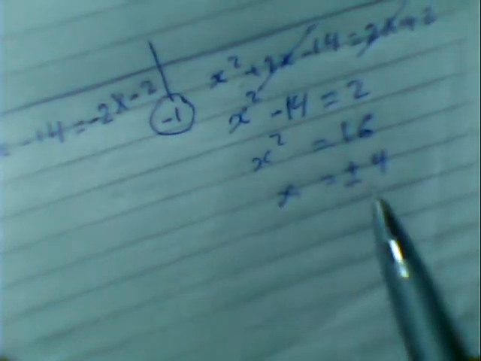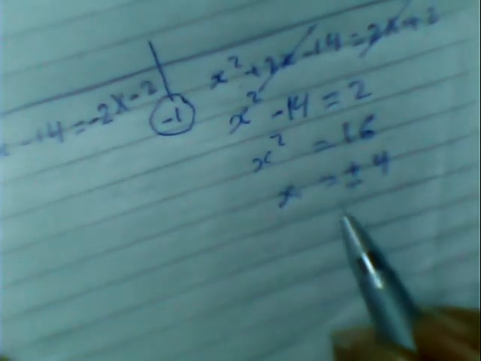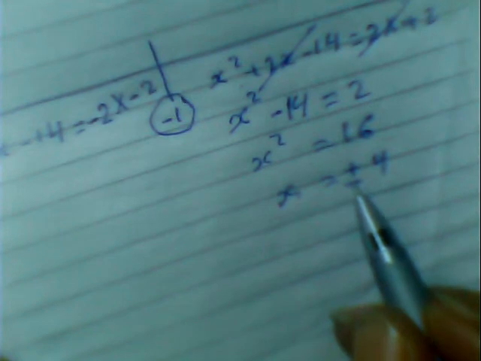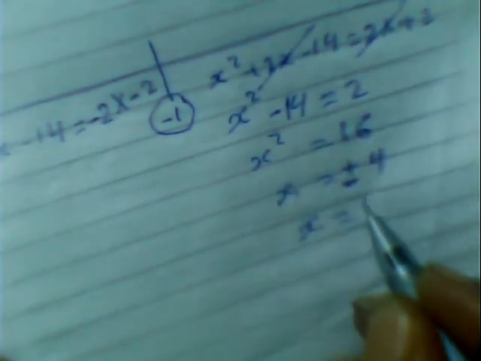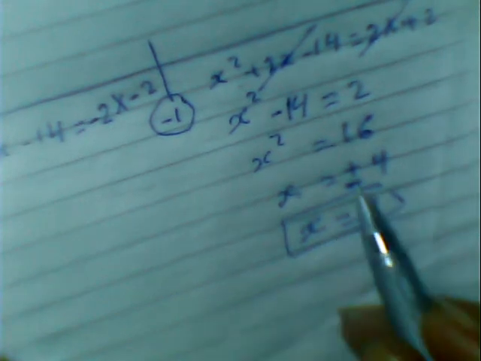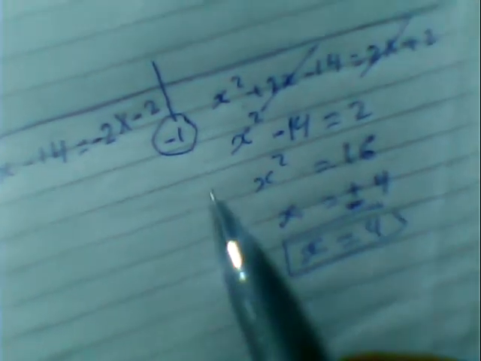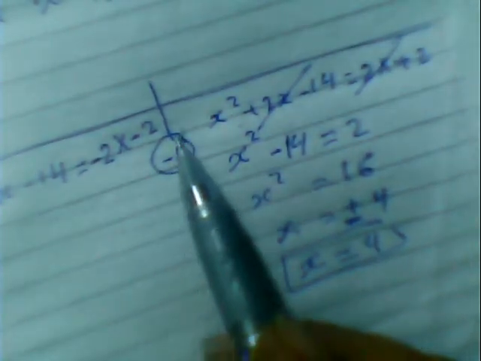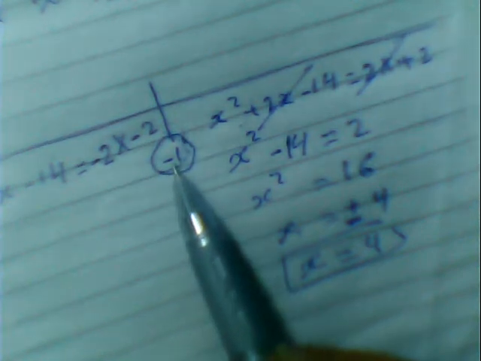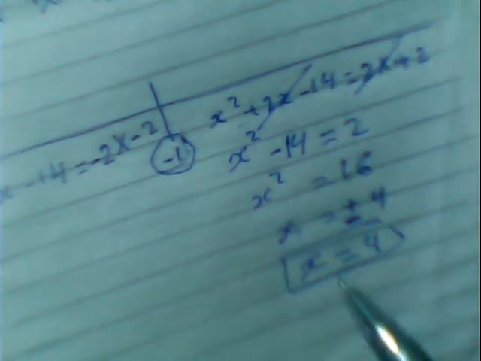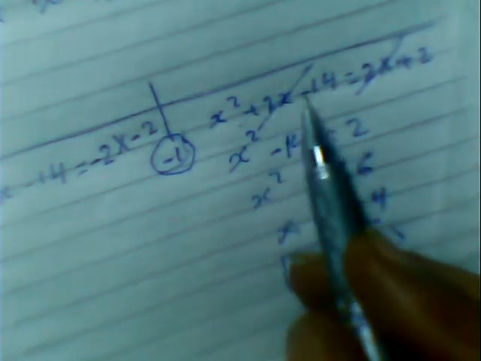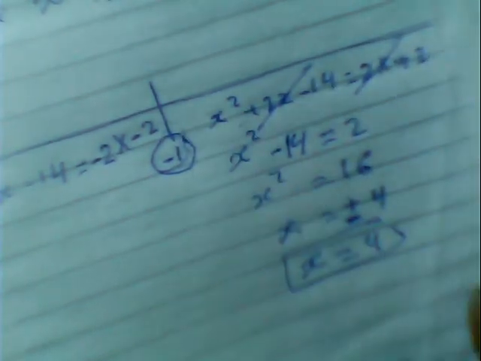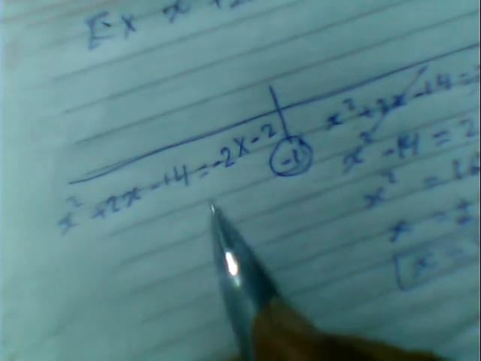Which value can we choose? The minus 4 is refused, then x equals 4 only. Why is minus 4 refused? Because the zero of the modulus is minus 1, and minus 4 is not an element of this interval.